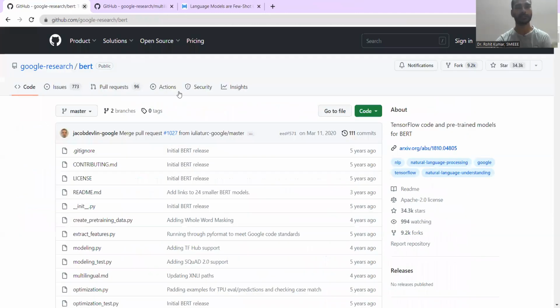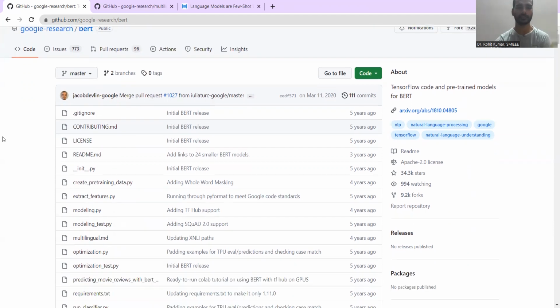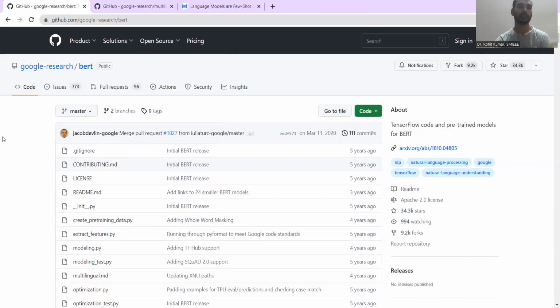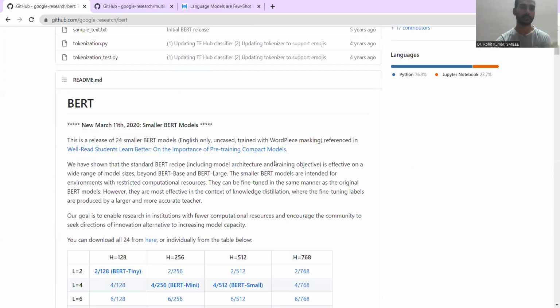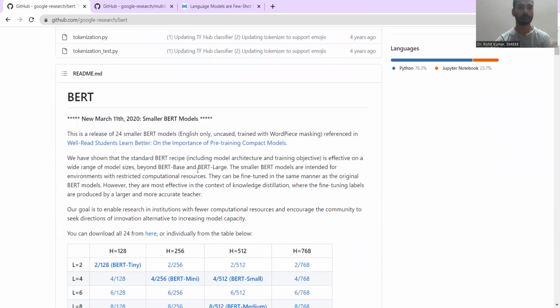Keeping the video short, we are directly jumping onto some of the GitHub repositories where you can find libraries or applications which might be useful in common sense reasoning related research or projects. So here we have the Google Research BERT, which is a popular option, and this is the release of 24 smaller BERT models they have discussed over here.